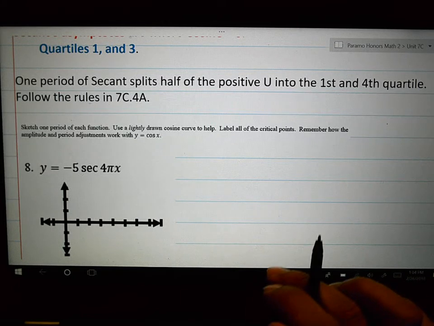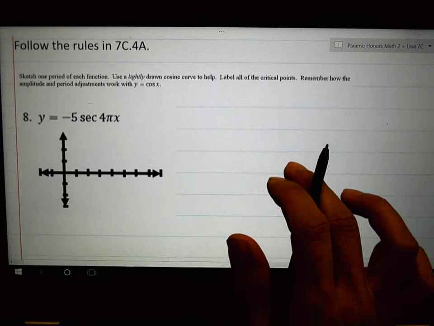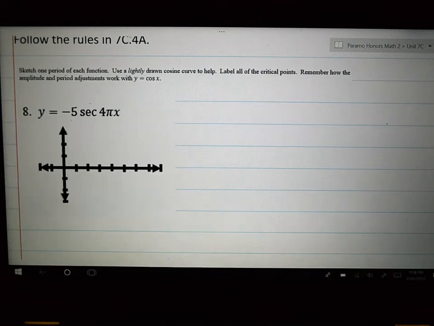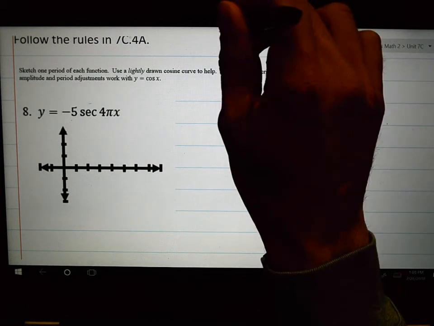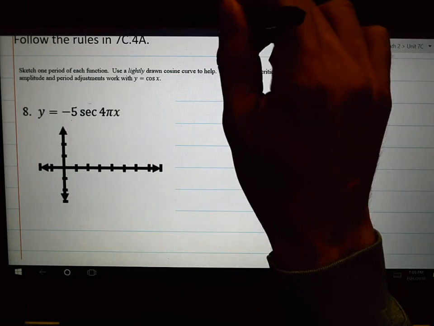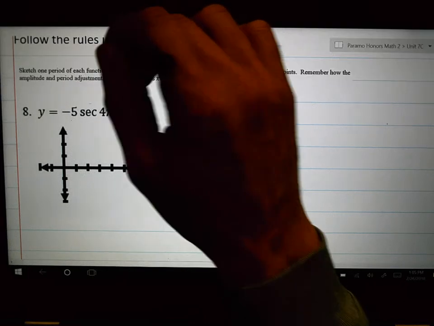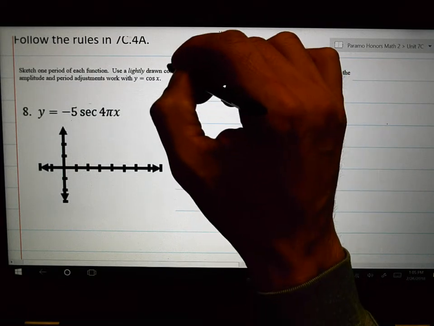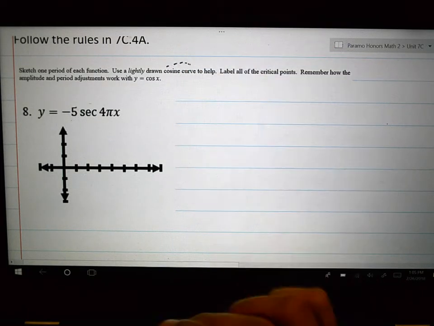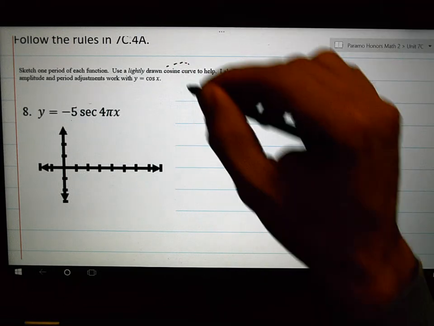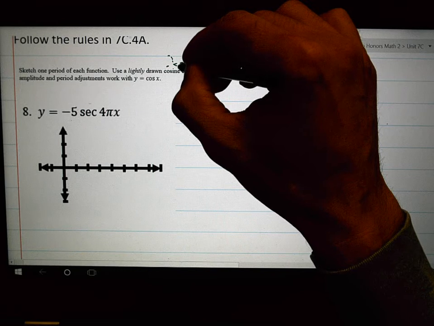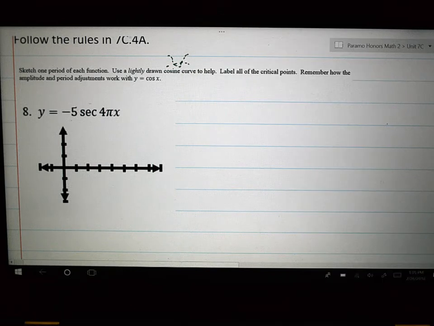Here's my example. I chose number 8 from your packet to do with you. You're supposed to sketch one period of each function. Use a lightly drawn cosine curve to help. So I'm going to do my light cosine curve in a dotted green line like that. Let me show you what it should look like. It should look something like that. And I'm going to label the critical points and so on.